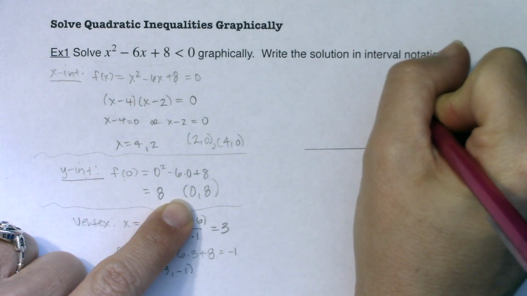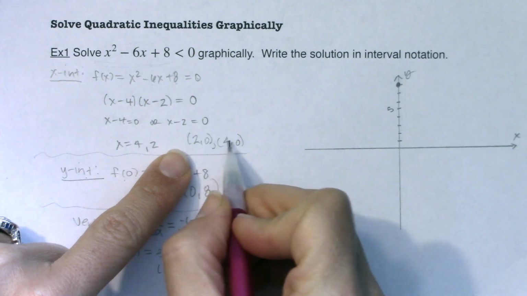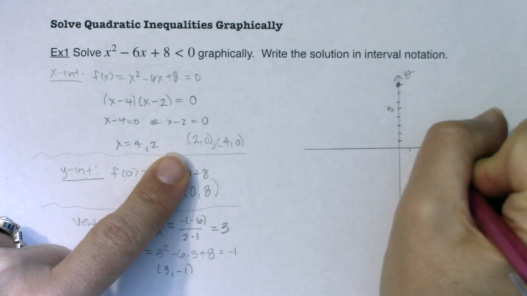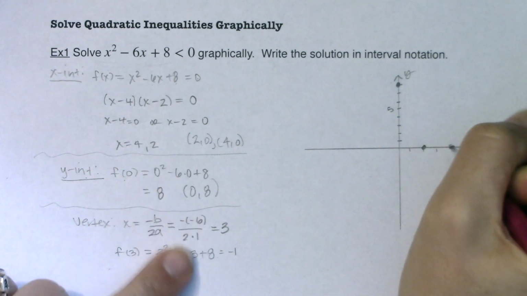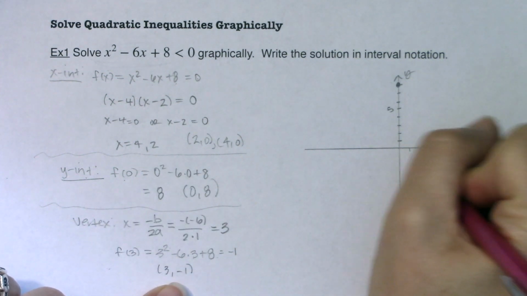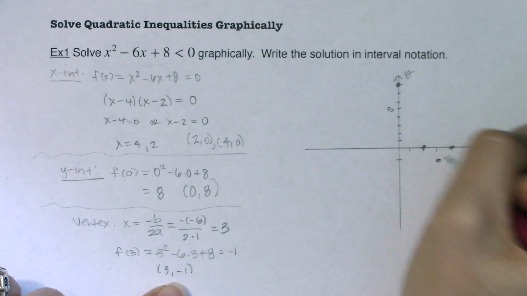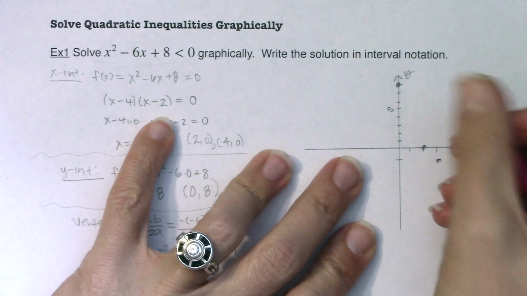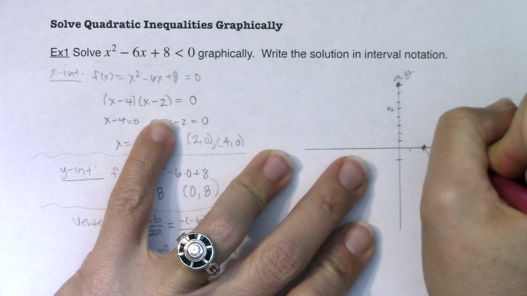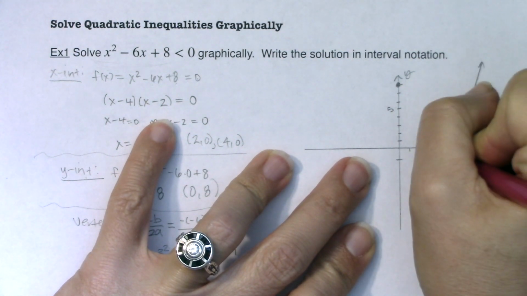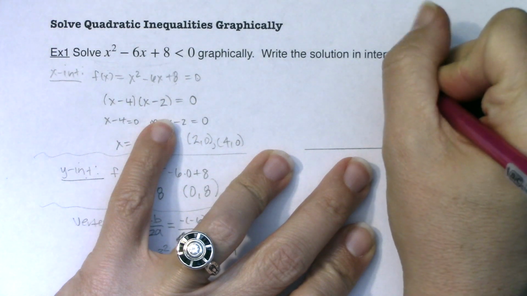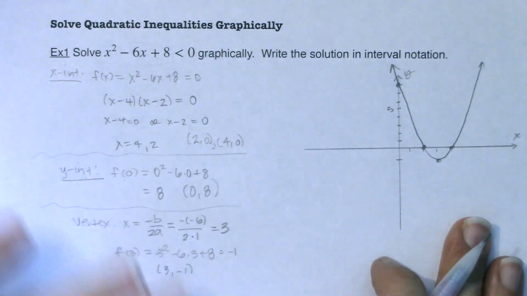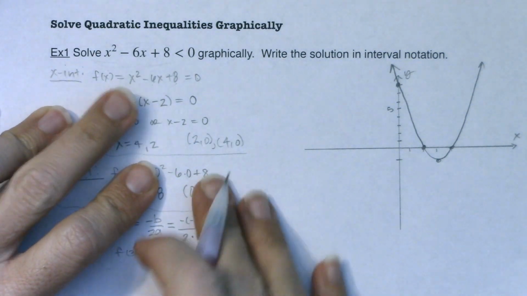All right, so I'm going to have my y-intercept up there. My x-intercepts are 2 and 4 respectively. And then my vertex is (3, -1). And since I know this is an upward facing parabola, a happy parabola, I can make that graph. It looks something like this, right? So there's my graph. That's step 1: just get the graph of your quadratic.